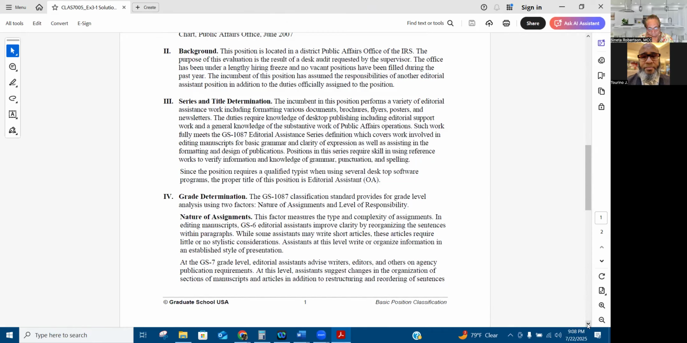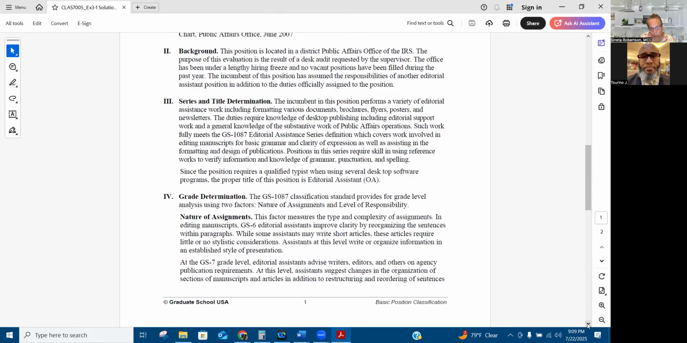See? This factor measures the type and complexity of assignments in editing manuscripts. At the GS-6, editorial assistants improve clarity by reorganizing the sentences within the paragraphs. Some assistants may write short articles. And so you want to explain what they do at the 6th level. And then, assistants at this level organize information in an established style of presentation.